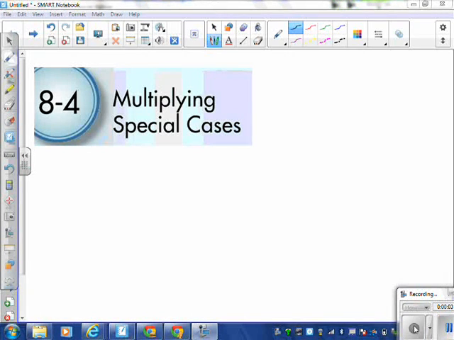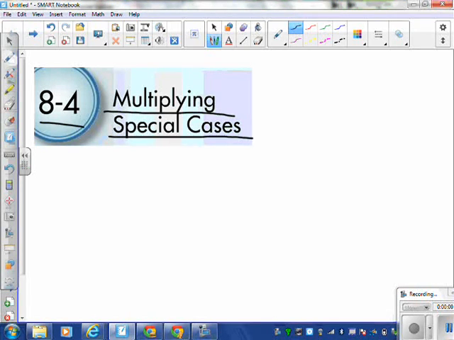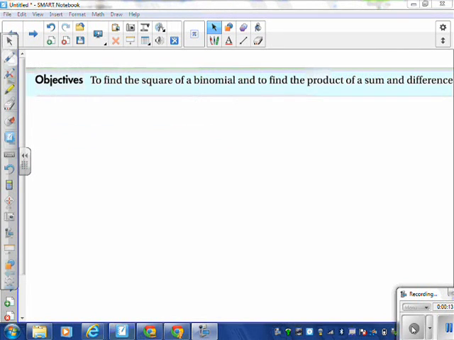Today we're taking a look at section 8-4, multiplying special cases. The objective: to find the square of a binomial and to find the product of the sum and difference.